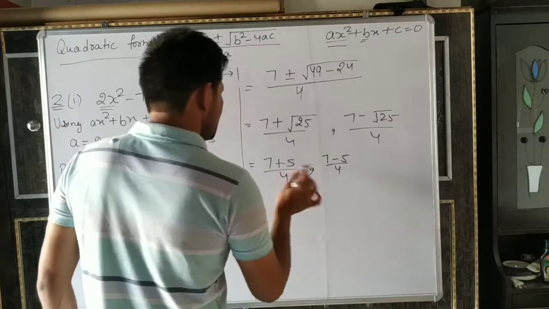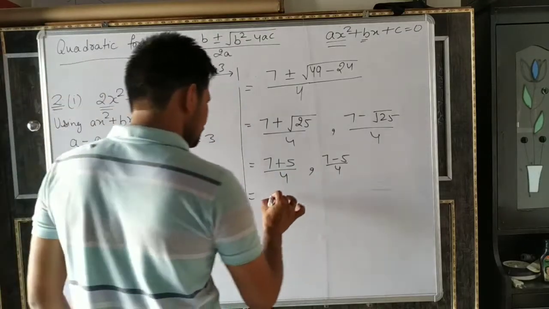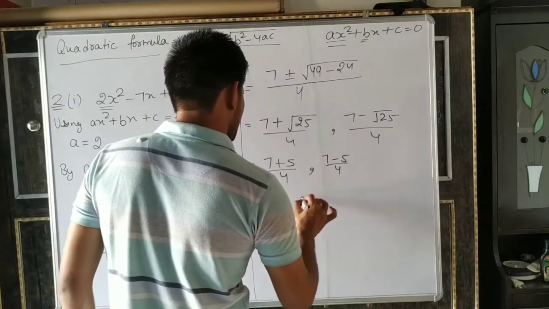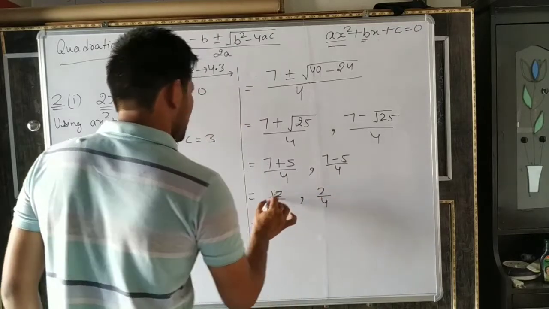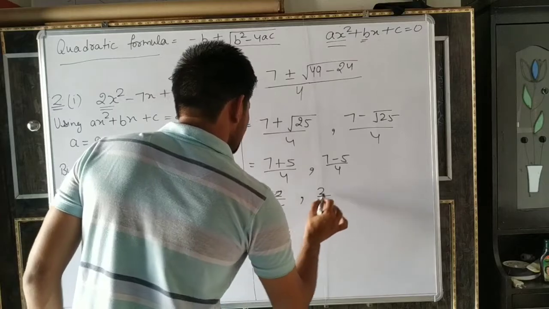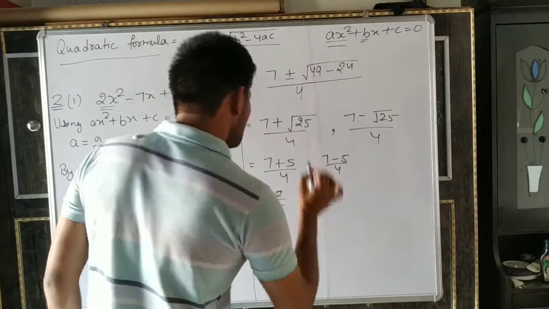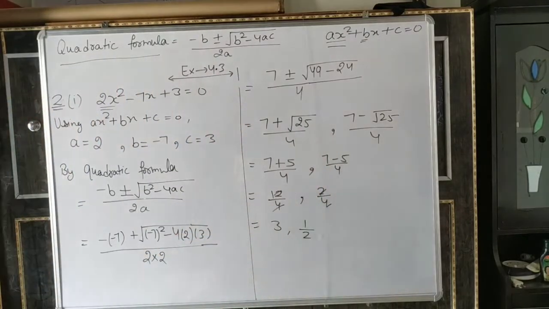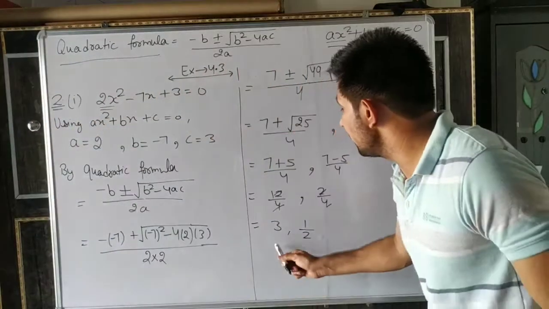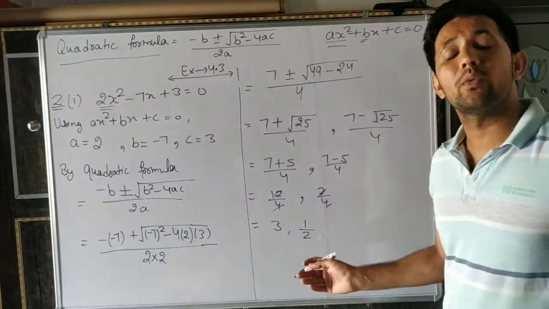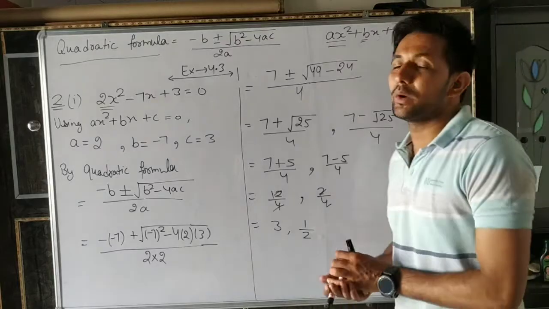So it is 7 plus 5, 12. 12 divided by 4, comma, 2 divided by 4. So 12 divided by 4 is 3, and 2 divided by 4 is 1 upon 2. So what are the roots of the quadratic equation? 3 and 1 upon 2. And what is the meaning of root?